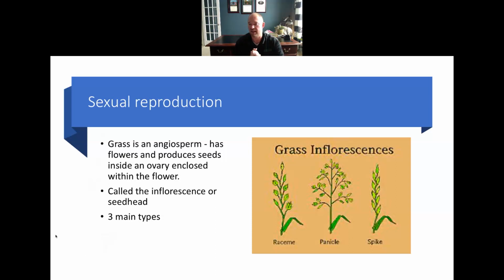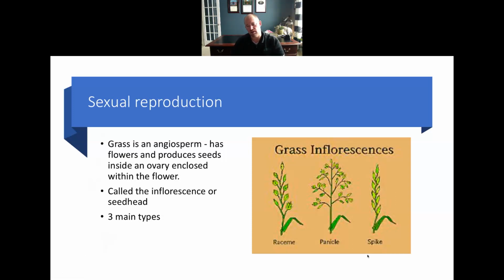Again, grass is an angiosperm. It does flower. It does produce seeds inside an ovary enclosed within the flower. Okay? So that's what separates angiosperms from gymnosperms. The angiosperms produce seed inside an ovary enclosed within the flower. Gymnosperms don't do that. We call that flower an inflorescence or a seed head, and there's 3 primary types. You have the raceme, you have the panicle, and you have the spike.